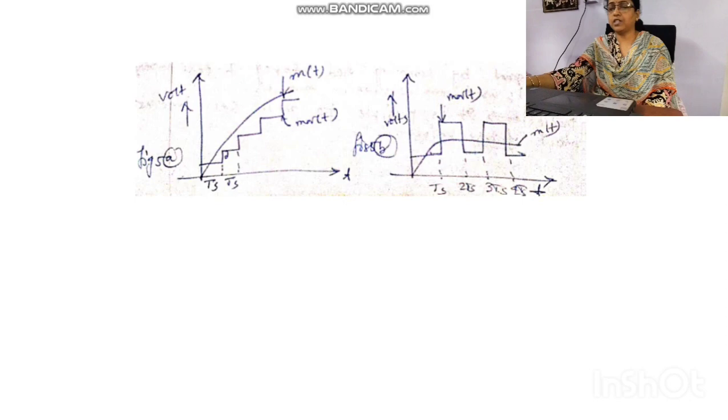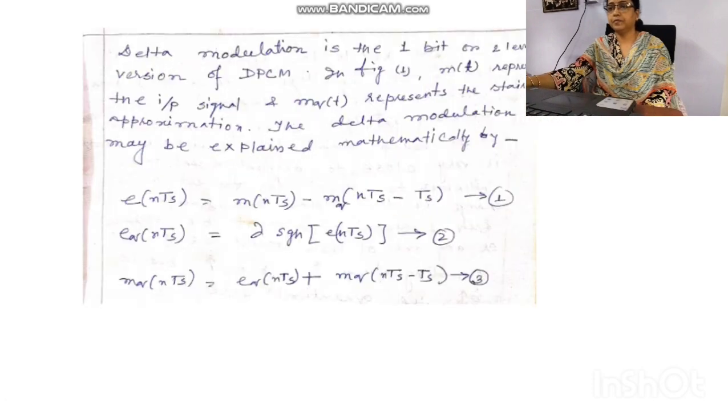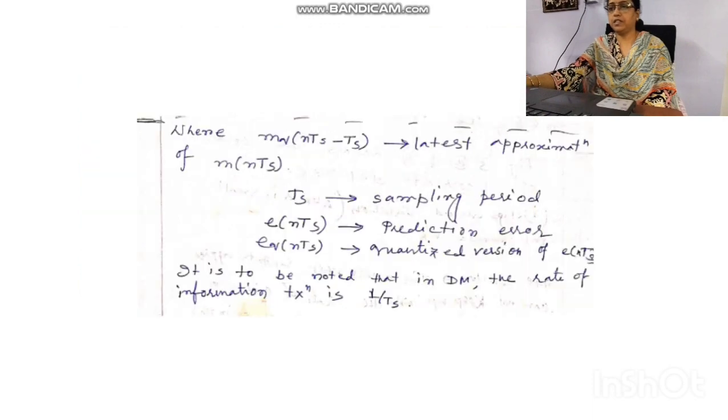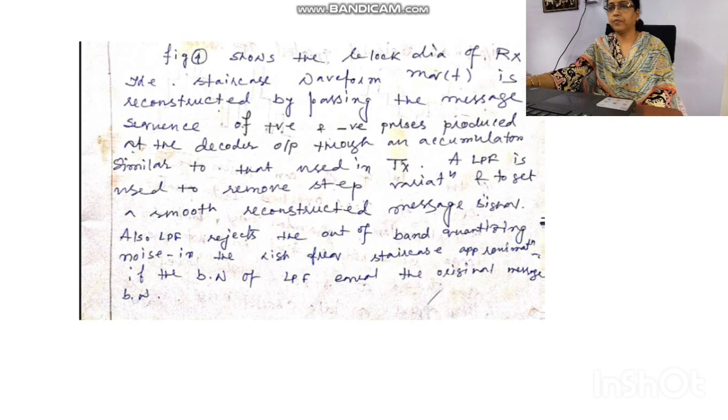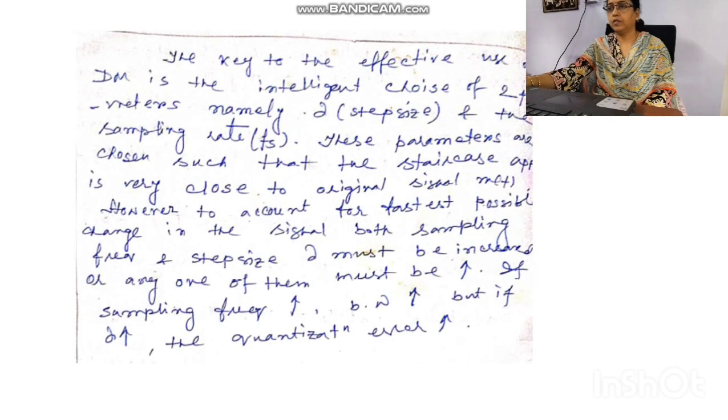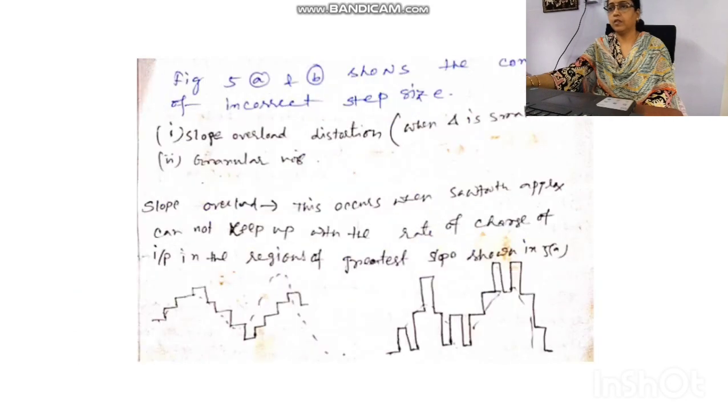In delta modulation we have two errors, that is, slope overload distortion and granular noise, which are listed here in this slide. These are the various equations used for delta modulation. So the errors regarding delta modulation, slope overload distortion and granular noise, are listed here.